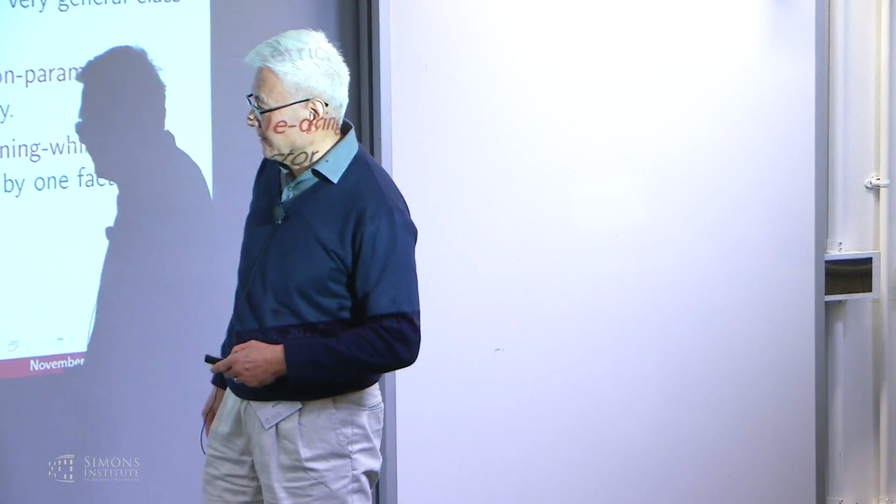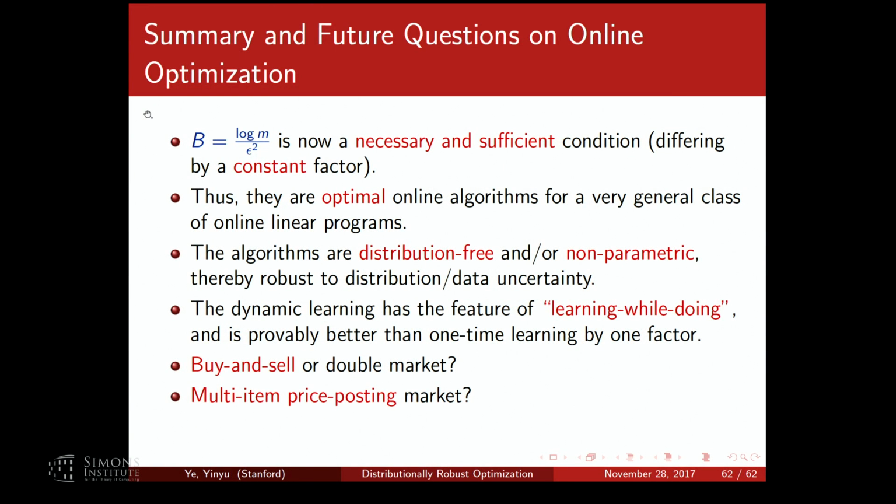And also multi-item pricing and similar things, more general online optimization. We basically find the optimal Lagrangian multiplier, and the shadow price seems a good thing. At least we have a target to learn. I think that's all I wanted to say. Thank you.